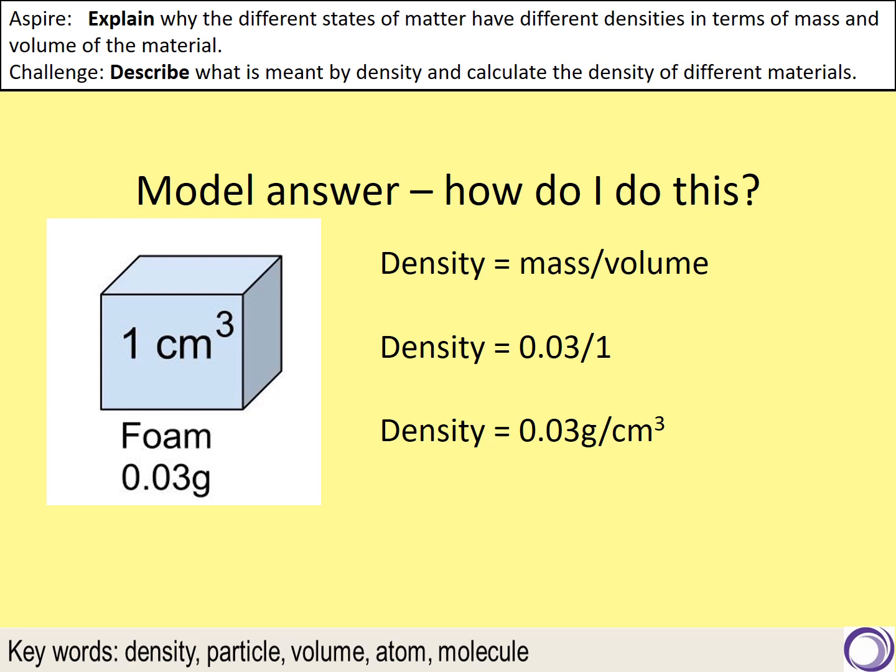So first, write the equation. Next, substitute the numbers in. Next, write your answer. Last bit, put in the units. And you can see the units because it's measured in grams, and then you put your dash, and then your centimetres cubed. Okay, so that's a model answer. That's how you get 4 marks in the exam.